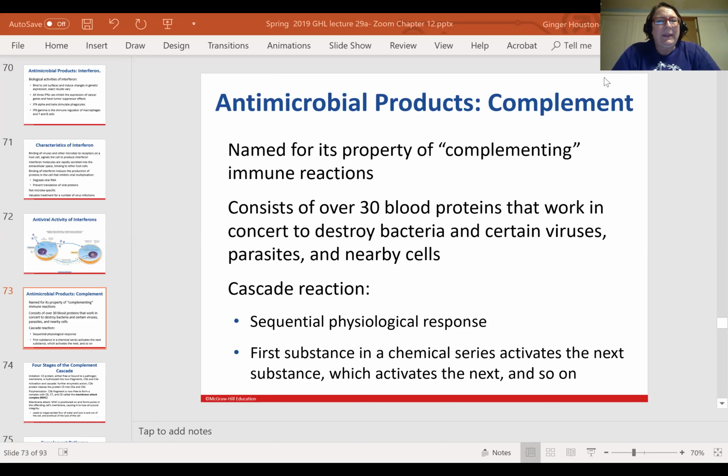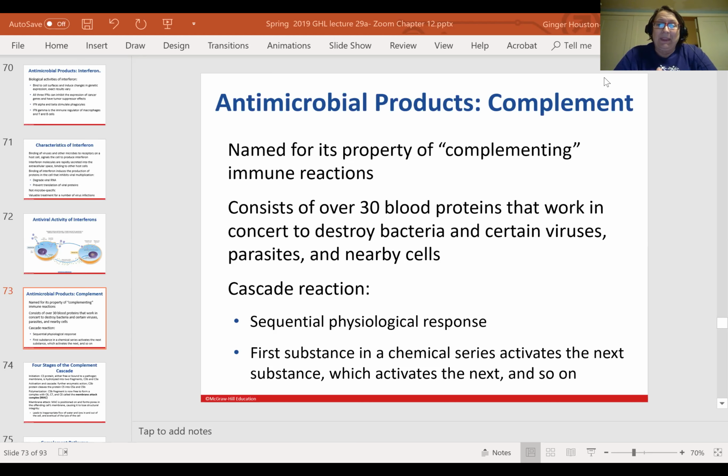Okay, so the last piece of what we're going to talk about in the innate immune system is something called complement. Essentially, this is a complementary series of actions for the immune system. It consists of a whole series of proteins found in the blood that work in concert to destroy bacteria and certain viruses and parasites as well. It's a cascade reaction. In other words, one thing happens and the next thing and the next thing. It's a whole specific sequence of events.